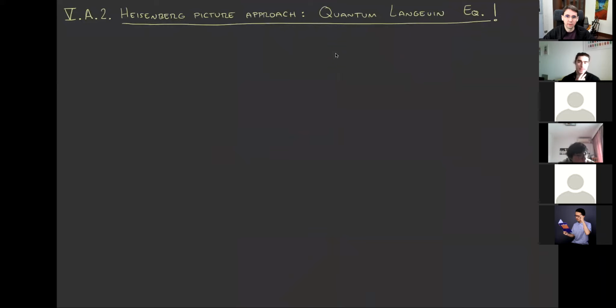Okay, so let's start today with the new part. In particular, I will start with the Heisenberg picture approach, and I will show you how we can derive an evolution equation that involves only operators of the system, where the environment has already been integrated out in some way. This is known as the quantum Langevin equation. So let's go for it. The first thing that we start from is just the Heisenberg equations. So let me write them down.